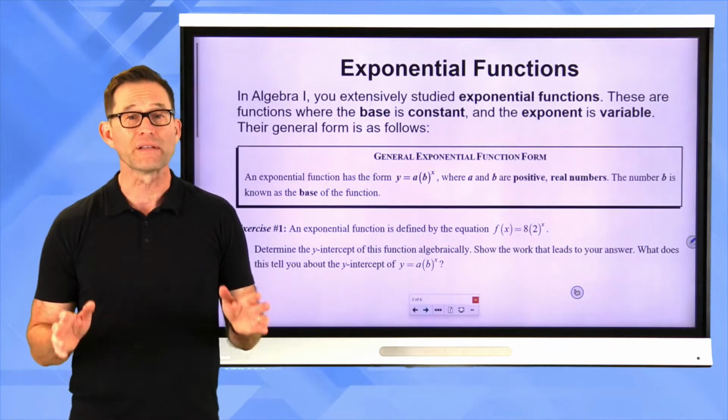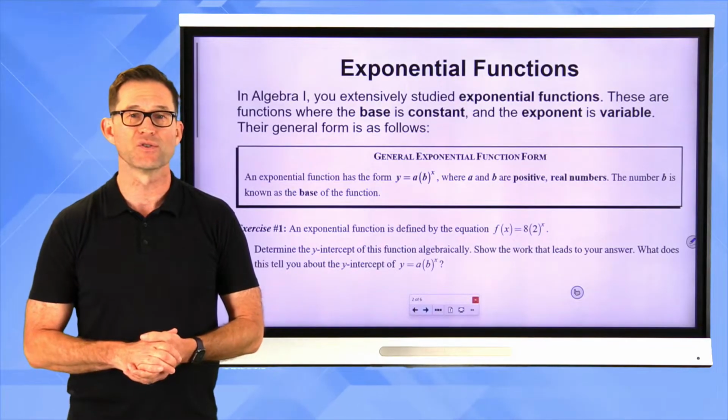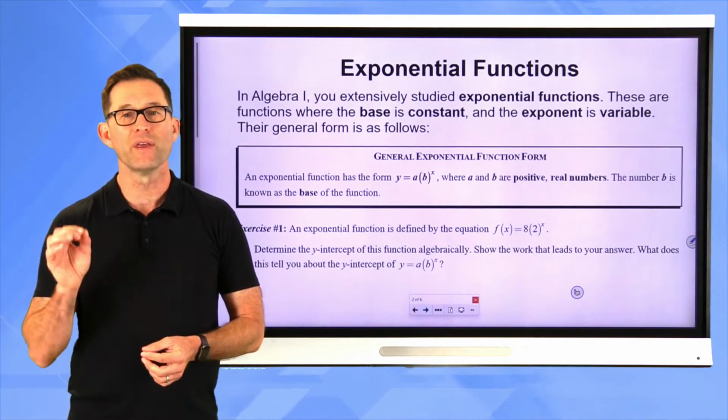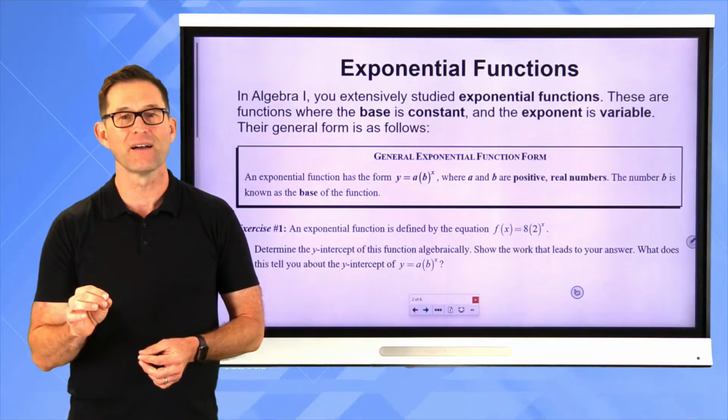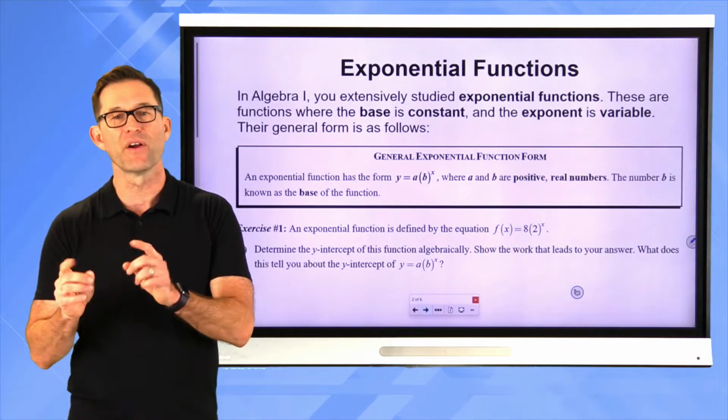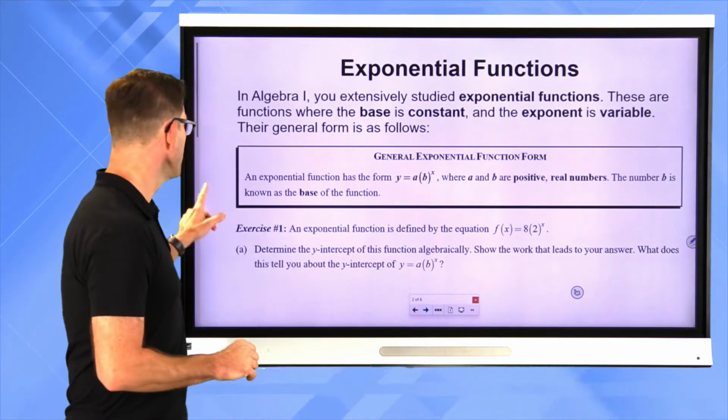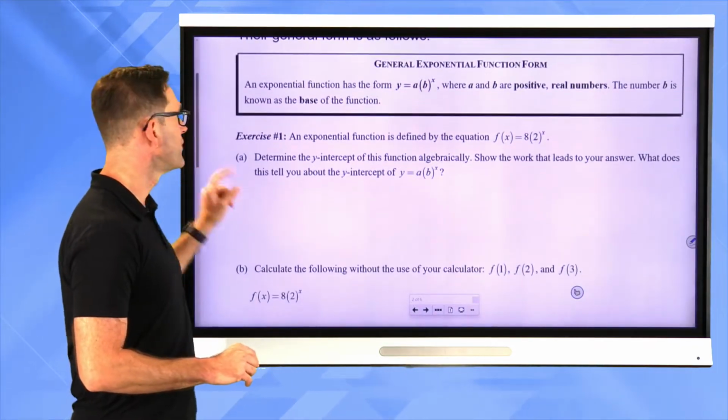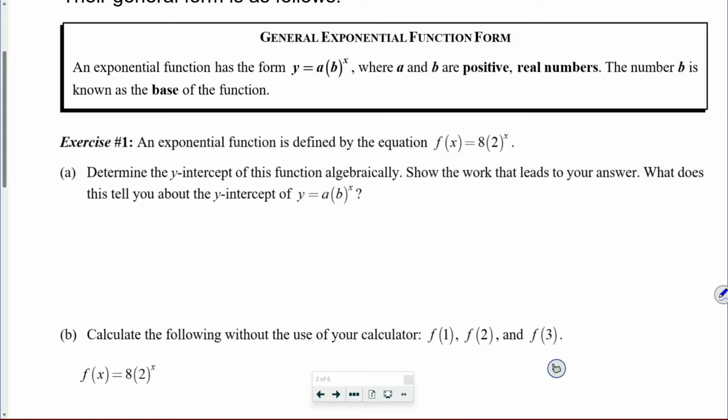In Algebra 1, you extensively studied exponential functions. These are functions where the base is constant and the exponent is a variable. Their general form is as follows. An exponential function has the form y equals a times b to the x, where a and b are positive real numbers. The number b is known as the base of the function.